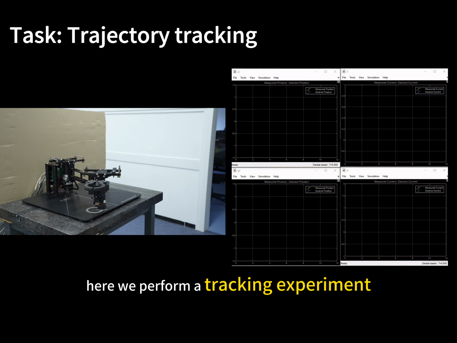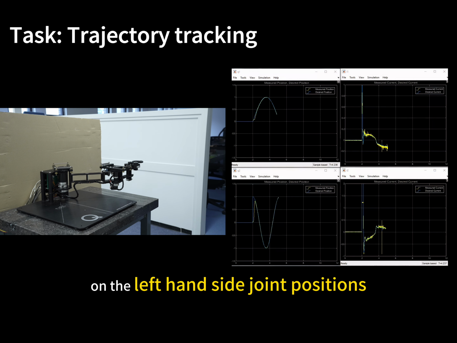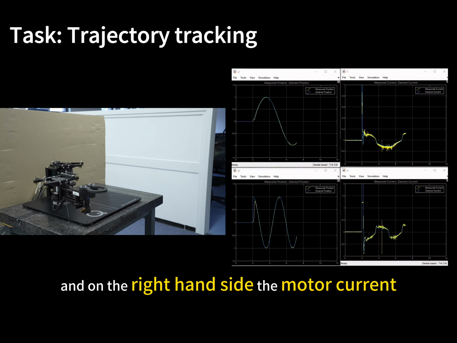Here we perform a tracking experiment. In all plots you can see reference and measured signals of, on the left hand side, joint positions, and on the right hand side, the motor current.